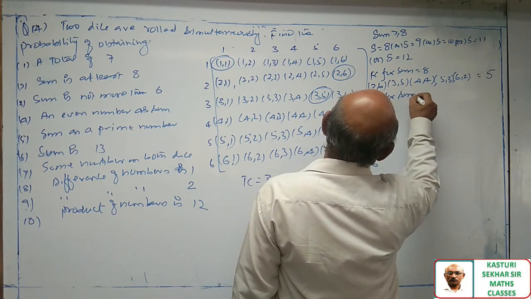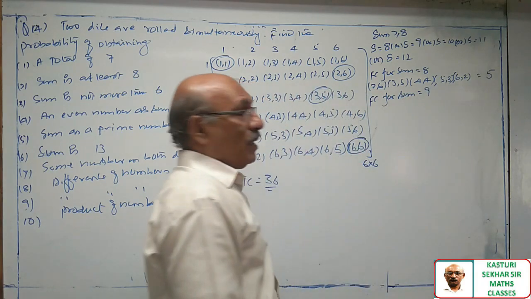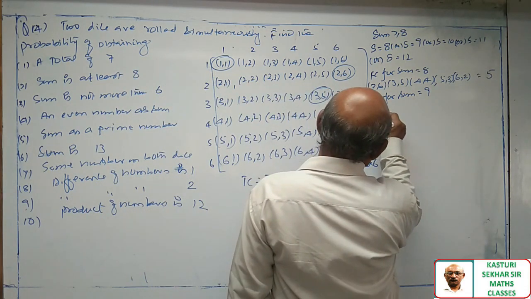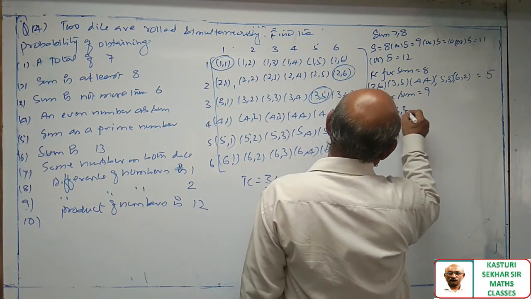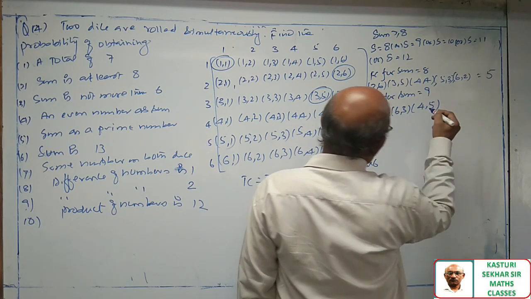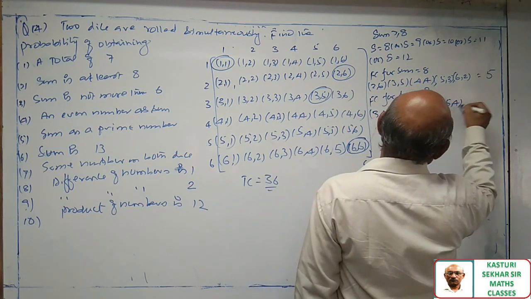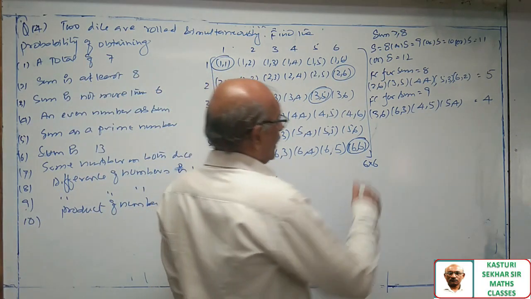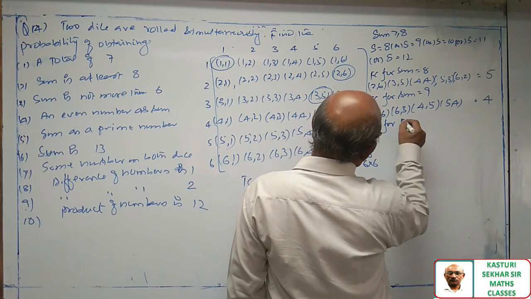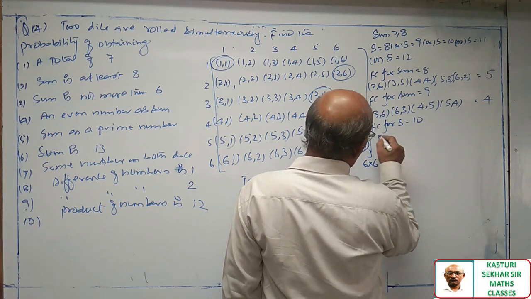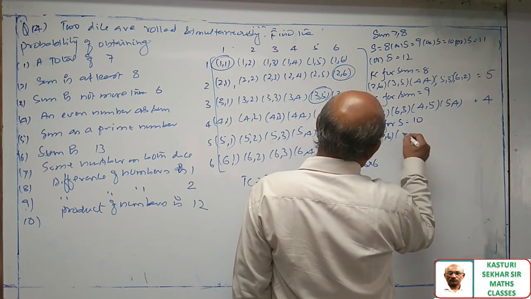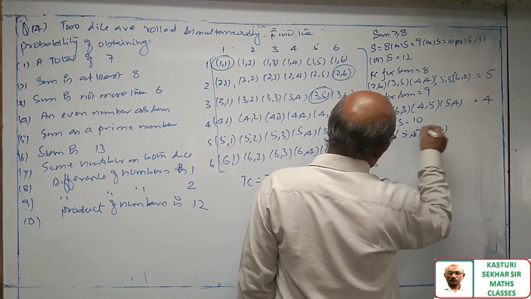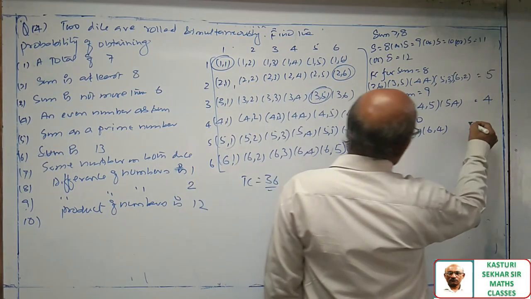Favorable cases for sum is equal to 9. 3 comma 6, 6 comma 3, 4 comma 5, 5 comma 4. How many cases are there? 4 cases are there. Favorable cases for sum is equal to 10. 4 comma 6, 5 comma 5, 6 comma 4. These are the 3 cases we have.